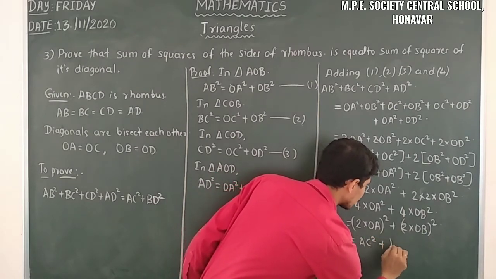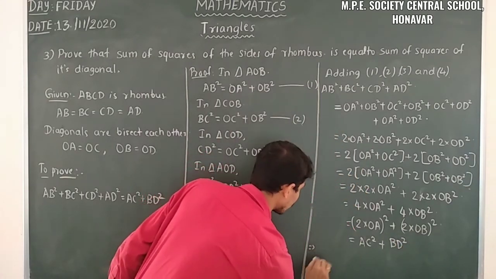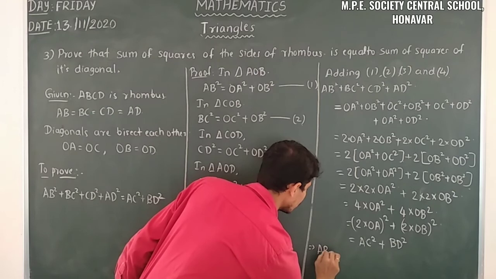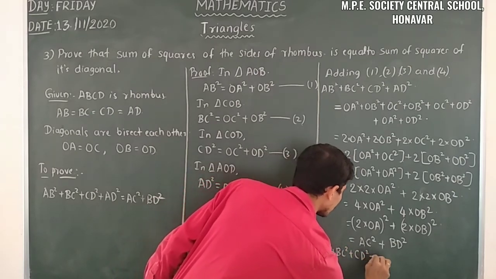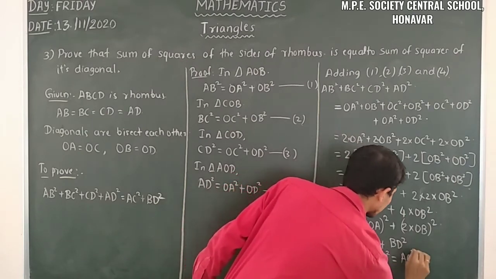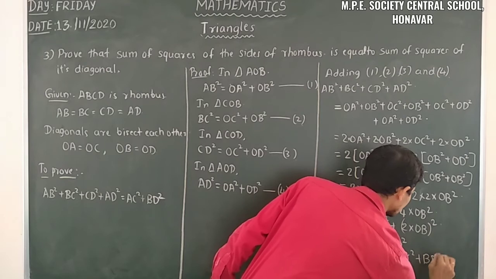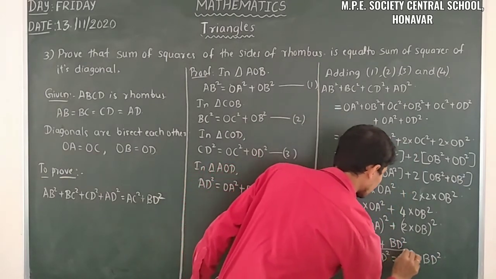So it is AC square plus BD square. So we have our required equation, that is AB square plus BC square plus CD square plus AD square is equal to AC square plus BD square. So here we have our required result.